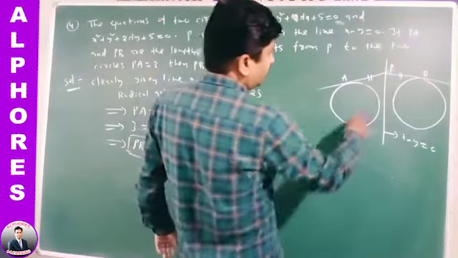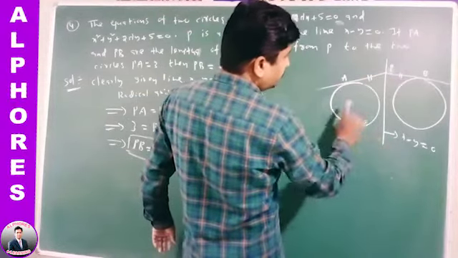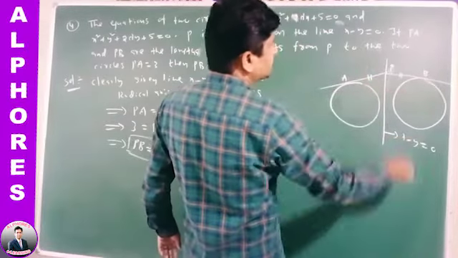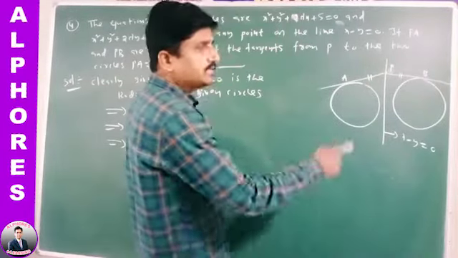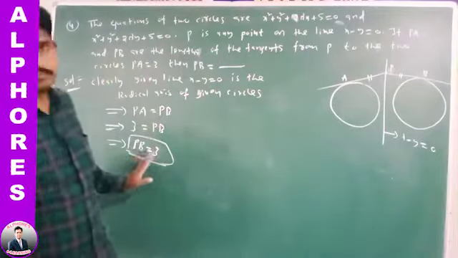Here, the point P lies on the radical axis of these two circles. Then PA equal to PB. The lengths of the tangents from the point P to the given circles are equal. Here PA equal to 3, therefore PB is also 3.